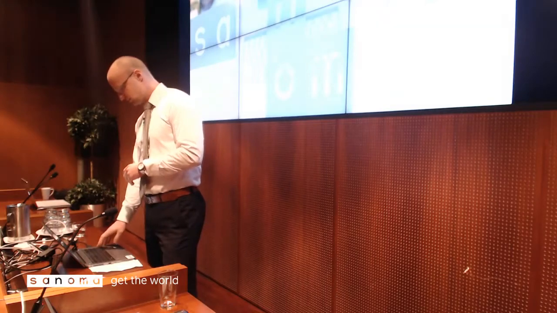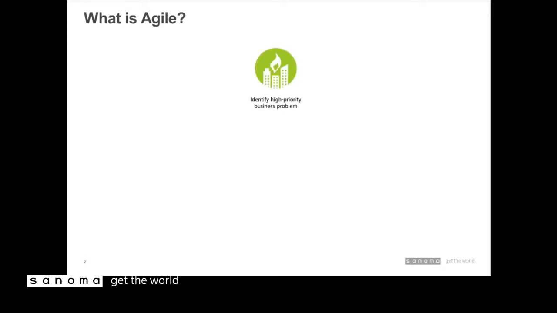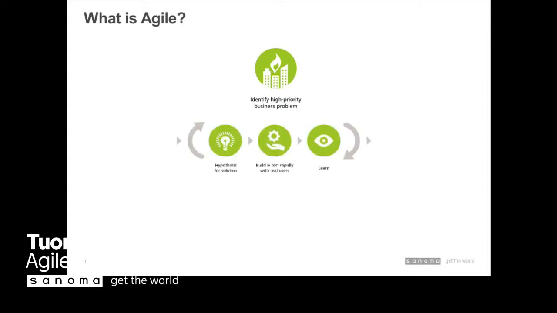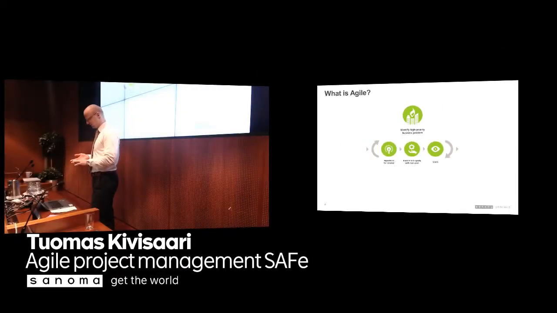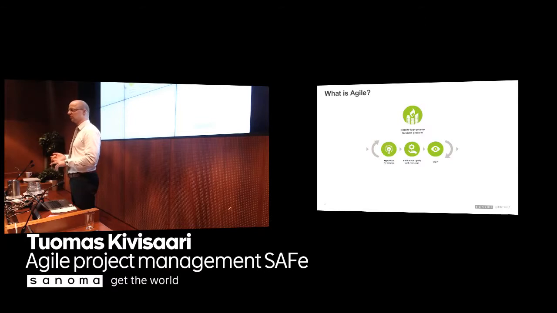What is Agile? I definitely know that you already know that, but this is how I see Agile. First things first, let's identify the high priority business problem we need to solve. Let's create a hypothesis. Let's build and test that hypothesis rapidly with real users. Let's learn and probably develop some more, and when it's ready, let's deploy.